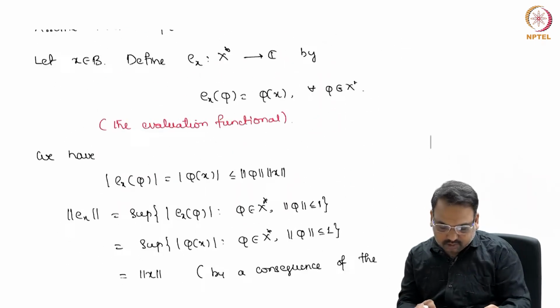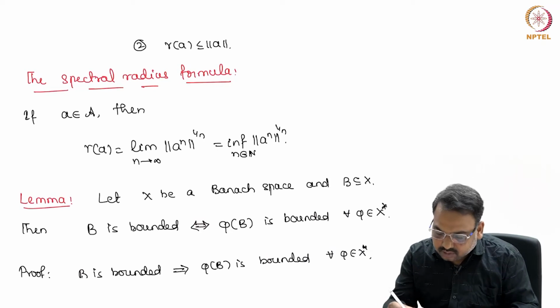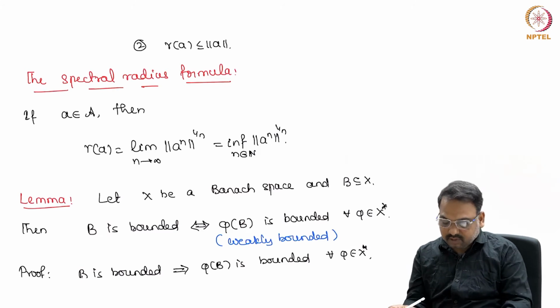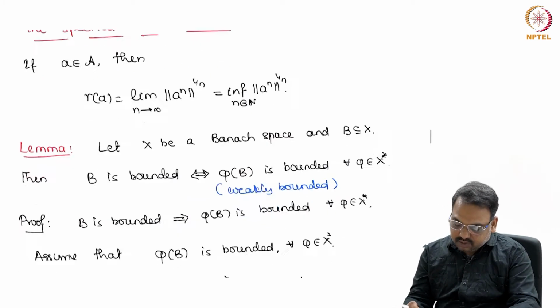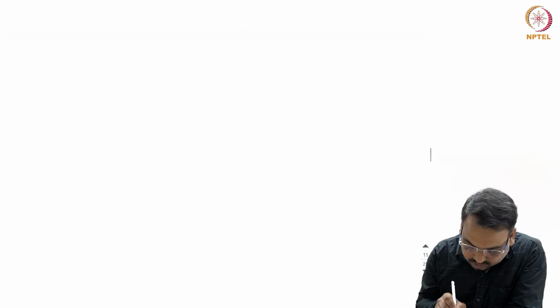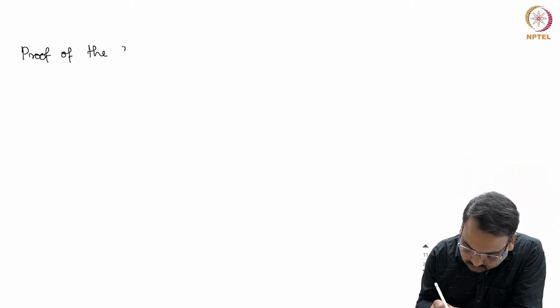So this second condition, that phi of B is bounded for every phi in X star, is known as the weakly bounded property. We say that B is weakly bounded if and only if phi of B is bounded for every phi in X star. So what we have shown is that B is bounded if and only if B is weakly bounded. Now using this result we want to prove the spectral radius formula. So let us look at the proof of the spectral radius formula.